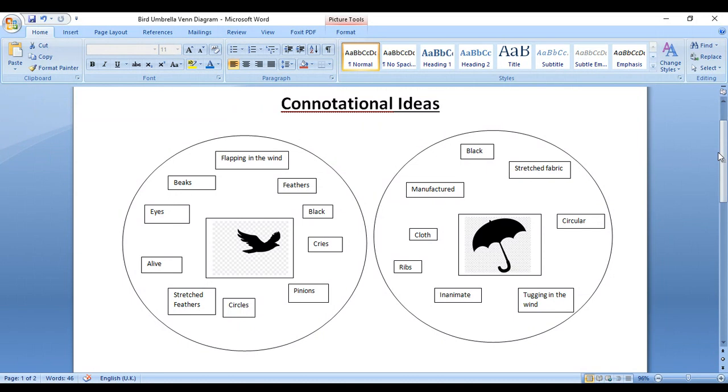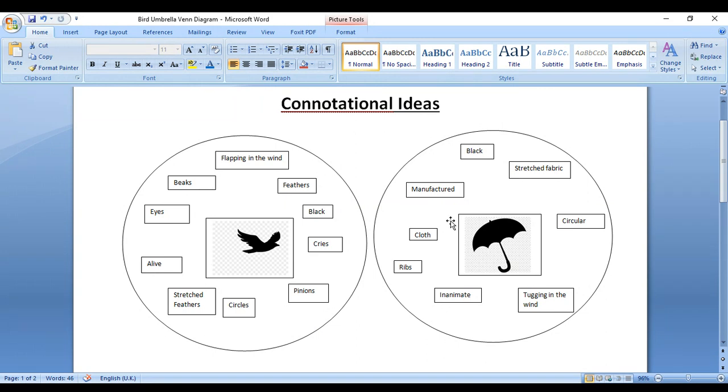Now, for this example that I'm showing you, I want to go back to the metaphor that you would have seen in the forms quiz that says, in the wind, the men clung on to the big black circular birds of their umbrellas. So now the two things that are being compared to each other in that metaphor are birds and umbrellas, which is why I've put these in two separate circles. That's what you want to do. Find out in your metaphor what is being compared and then separate them out from each other.